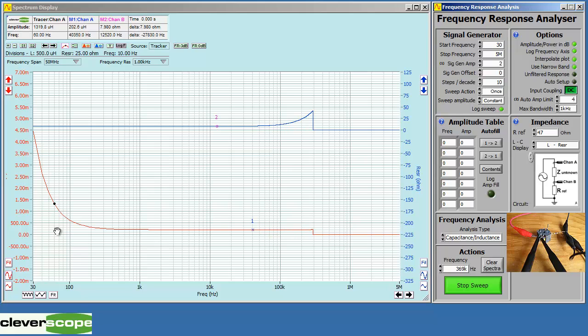You can also measure the total effective series resistance of the transformer through both windings. And here you can see that it is 7.9 ohms.